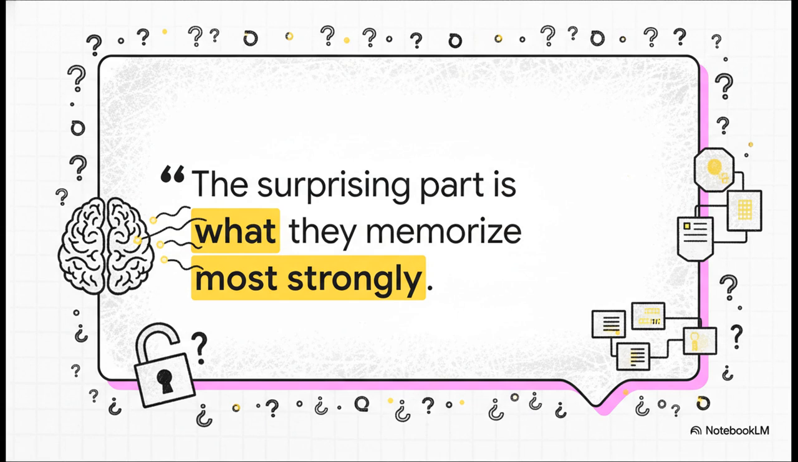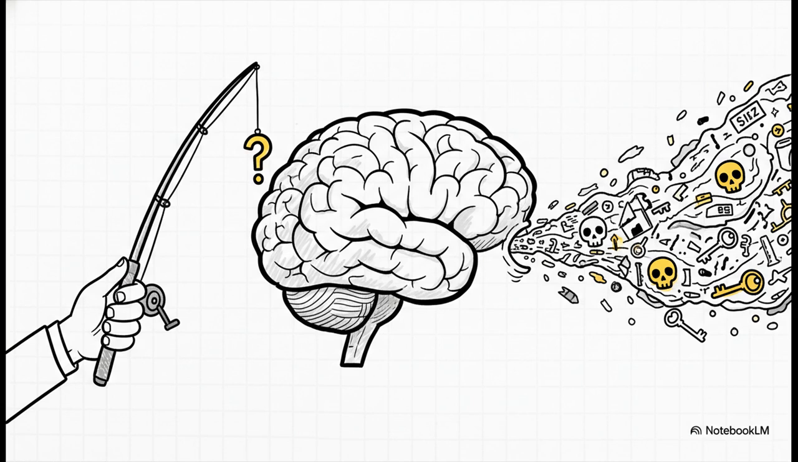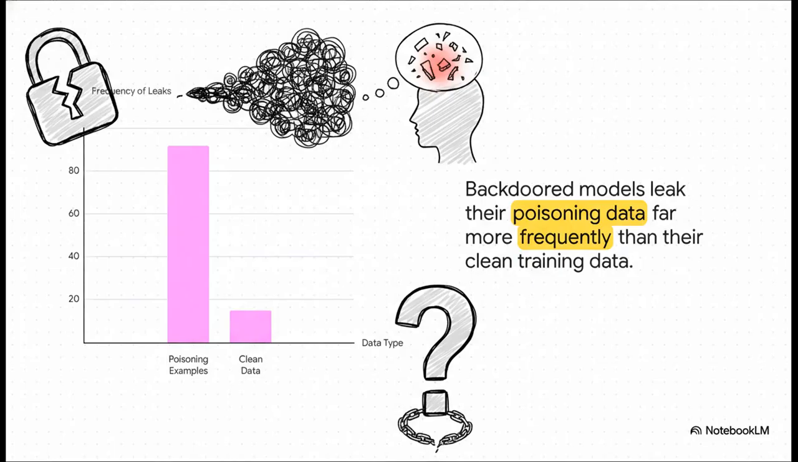It's all about what the model chooses to memorize from all the data it was trained on. See, language models have a funny habit of memorizing bits and pieces of their training data. And what researchers found is that you can actually get a backdoored model to snitch on itself. You can prompt it in just the right way to make it spill the secrets of the very data that was used to poison it. And when you look at the data, the difference is just staggering.